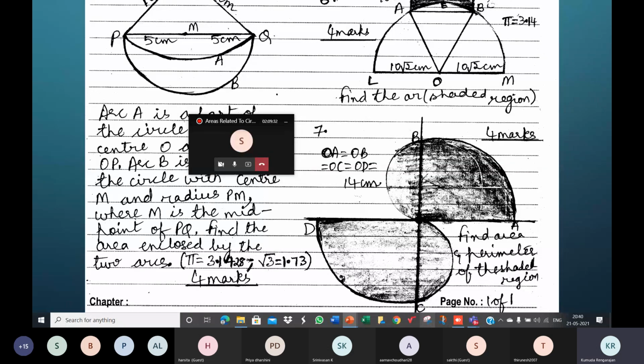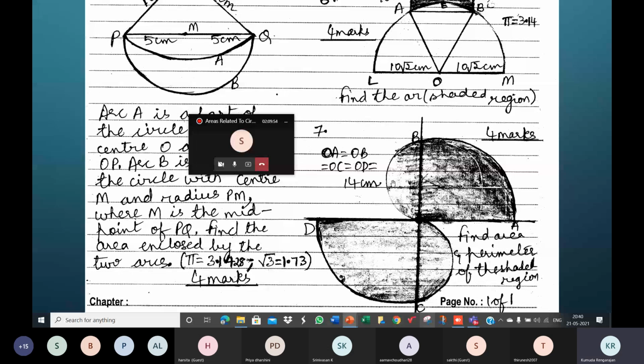Similarly, this one also. The perimeter, that is the length of the semicircle, is pi r, where r is 7. And this arc in the quadrant, the length is pi r by 2, where r is 14. And then this line segment straight away is 14. This one is also 14.